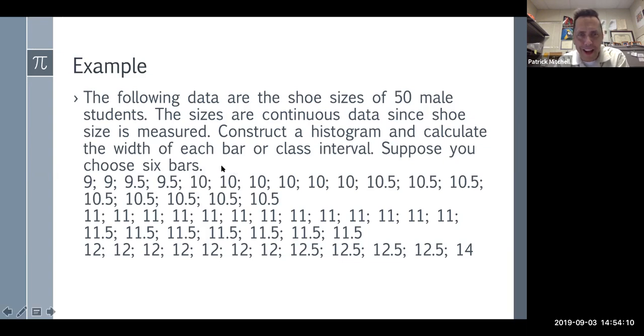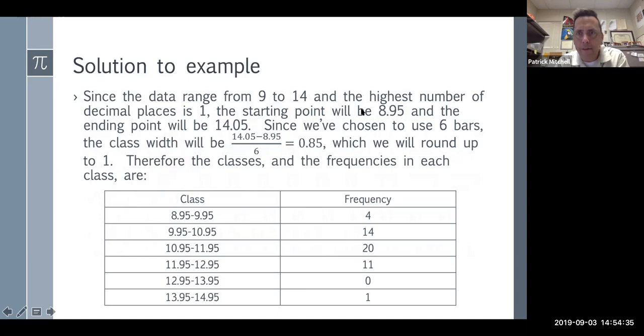So here's all your data with all your shoe sizes. So the shoe sizes range from 9 to 14. Notice that the greatest number of decimal places is 1 decimal place, which means that we're going to start at the 9 and we're going to go down by 2 decimal places down to 8.95. So our starting point will be 8.95.